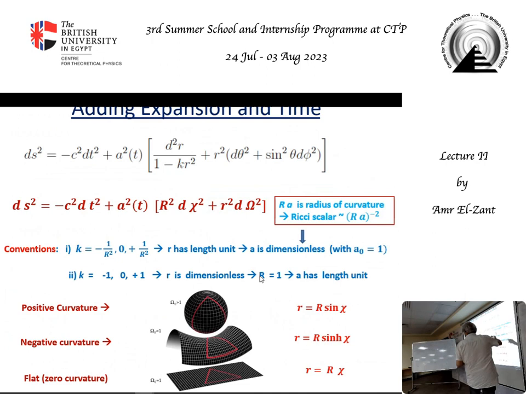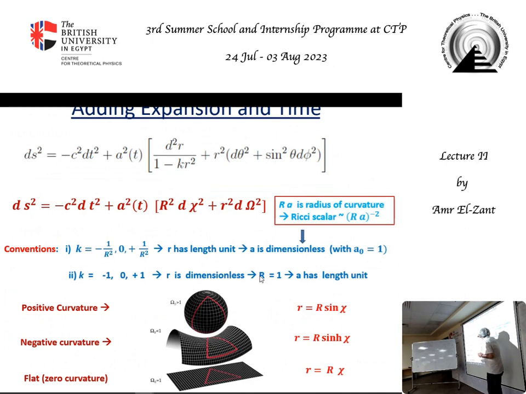Okay, so here's the FRW. It is the r dΩ squared multiplied by a squared, and we put the time part, minus c squared dt squared, in this signature. And this is the FRW in the other coordinates that we started with.